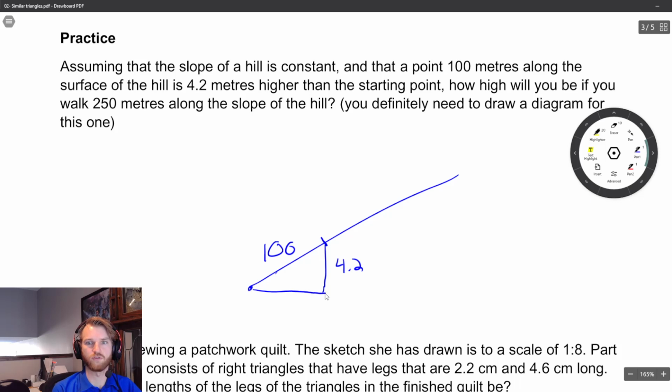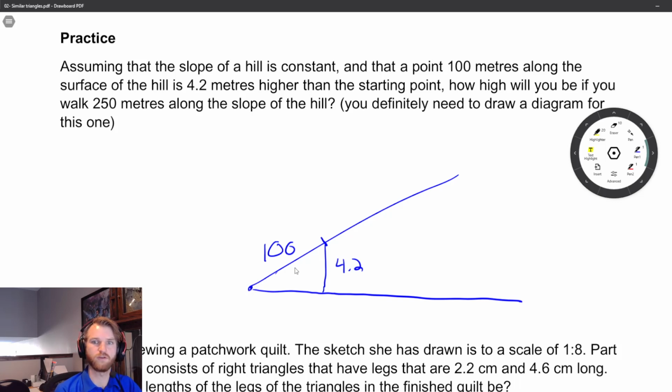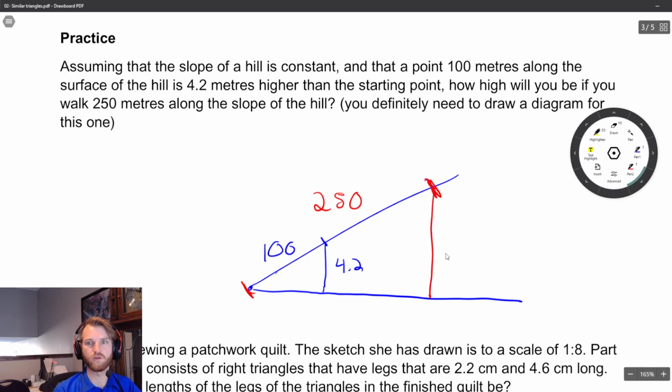You'll notice it's making a triangle here. Then it says, how high will you be if you walk 250 meters along the slope of the hill? So how much higher would you be from where you started if you walk not just 100 meters, but all the way up to 250? Maybe I'll do this in red, to make it a little more clear. From here to here is 250. And it's asking how much higher will you be?